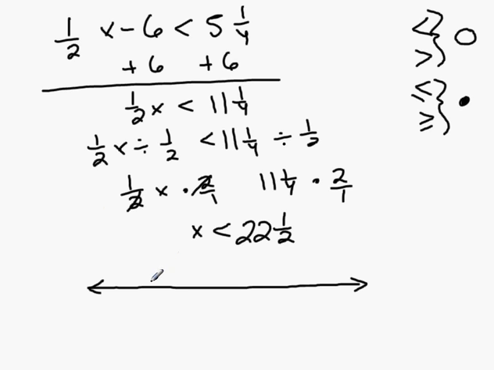So when I graph x is less than 22 and 1 half, there's my 0, 22 and 1 half. It's less than, so I'm going to use an open circle. And it's going to be going to the left. Now, if you have your variable on the left-hand side, like I do here, the sign actually indicates which way the arrow is going to be pointing. So it's going to be pointing this way. That's true each and every time, just so long as your variable is on the left-hand side. If it's on the right-hand side, you have to flip it. Okay, so that's solving inequalities.